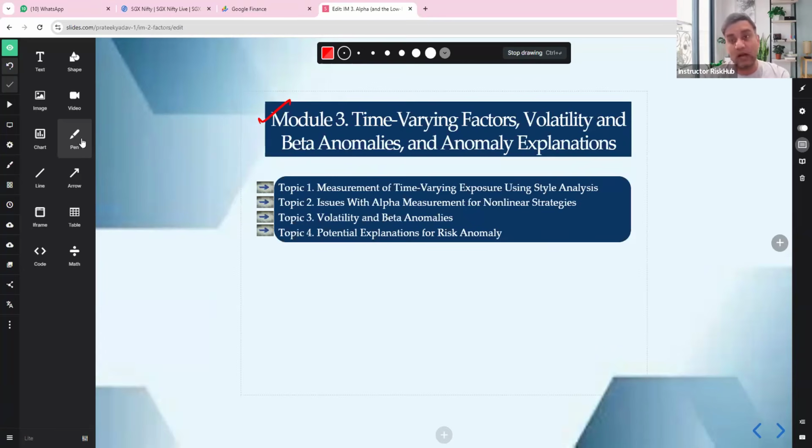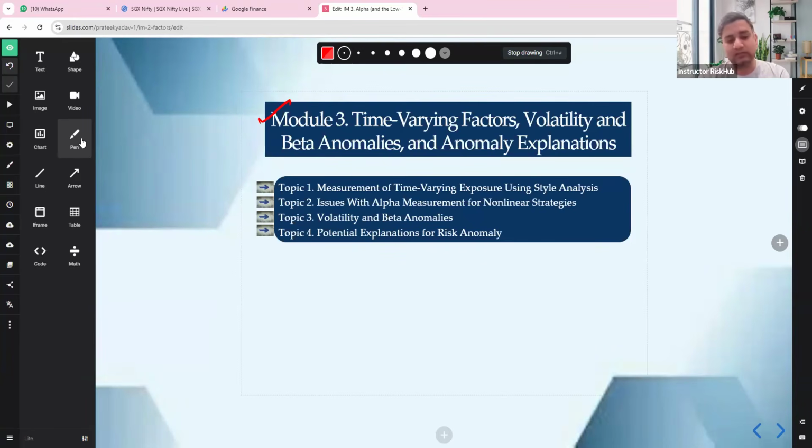Okay, now we are getting into module 3, which is time varying factors, volatility and beta anomalies, and anomaly explanation, right? So this is where things get really powerful and closer to real markets. Basically, module 3 is telling you that markets are not static. Risk, beta, and alpha change over time, and sometimes behave irrationally as well, right?